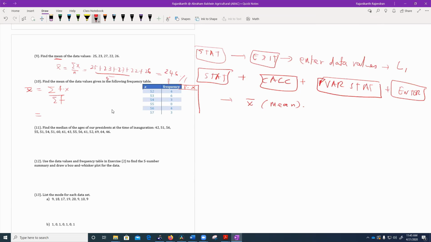So 52 times 4, 4 times 2 is 8, 208. So this is 318. This is 162. And this is 440. And this is 224. And this is 171, right?